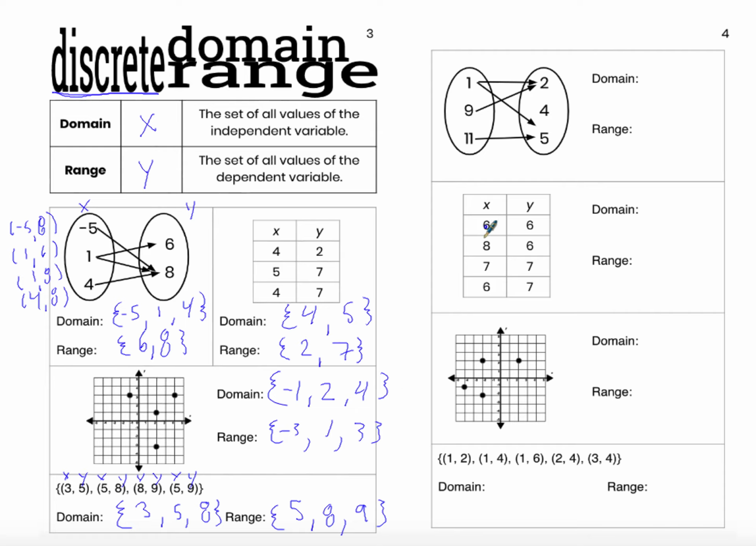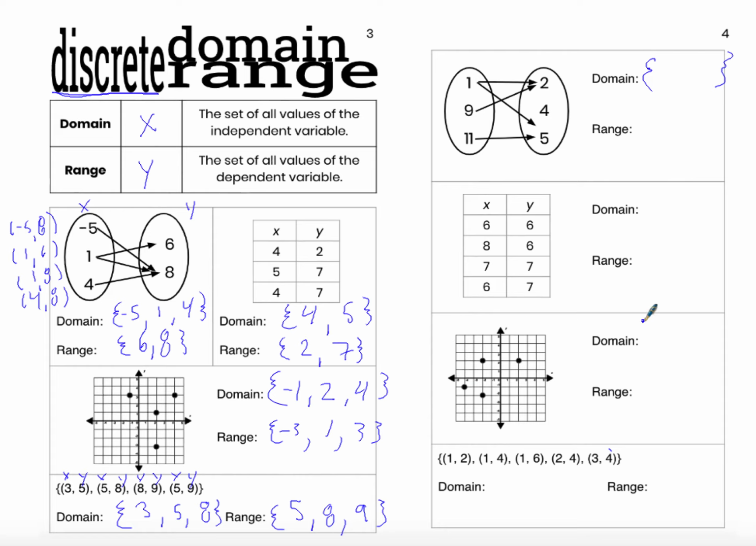So given any representation, any discrete representation, and these are our 4 discrete representations: mapping, table, graph, ordered pairs, you need to be able to write the set. Everything is always written within a set of all the possible x and all the possible y. X, domain, y, range. X, domain, second coordinate, y, range. And then there's a couple of different strategies for the graph. Writing out each ordered pair, writing it out as a table, or going from left to right.